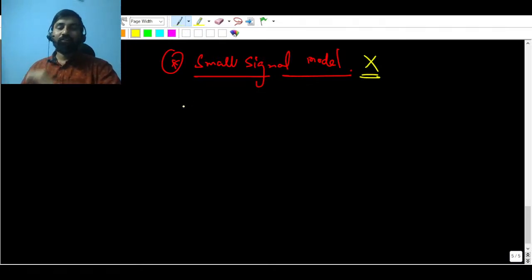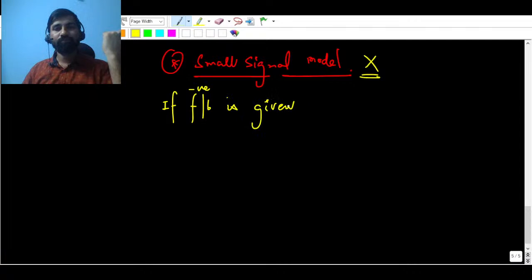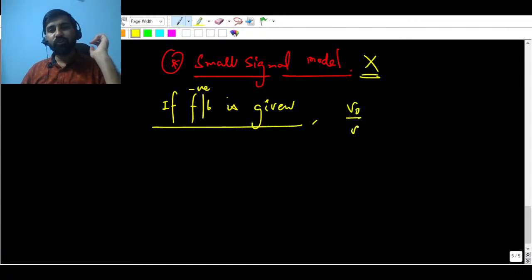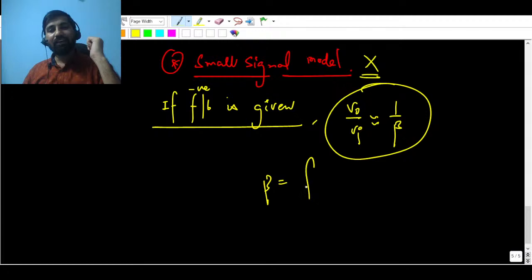So first of all, if negative feedback is given, remember, negative feedback is given, then your overall gain is going to depend upon 1 by beta, and beta you can calculate from the feedback network. Because beta is basically the feedback gain, or you can say the feedback factor.